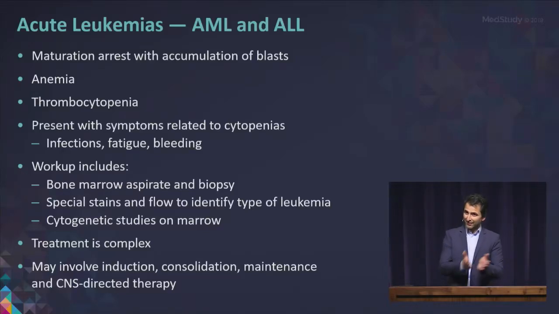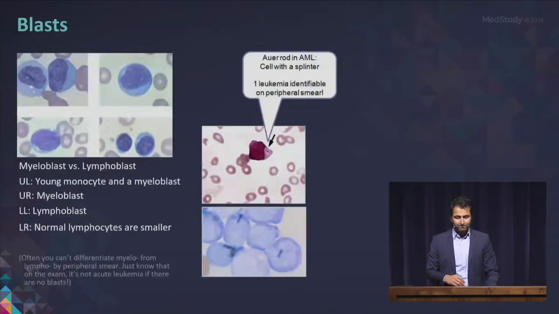They're going to present just like this patient did in the case. Severe pancytopenia, blasts in the blood smear, blasts in the bone marrow. Their symptoms are related to the low counts, so infections, fatigue, bleeding. You work up acute leukemias with bone marrow studies, specialized cytogenetics. The treatment's very complex and more than probably what you need to concern yourself with right now, other than knowing that it's complicated and there's a few different phases to it.